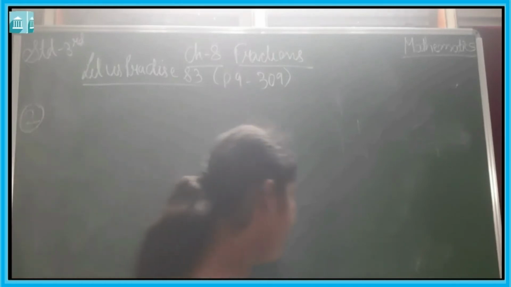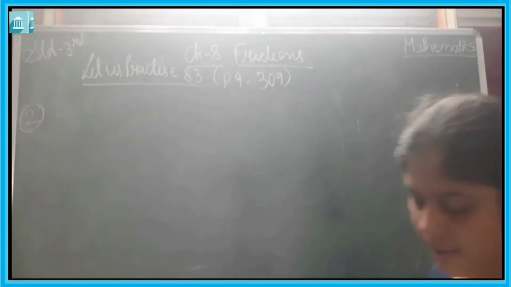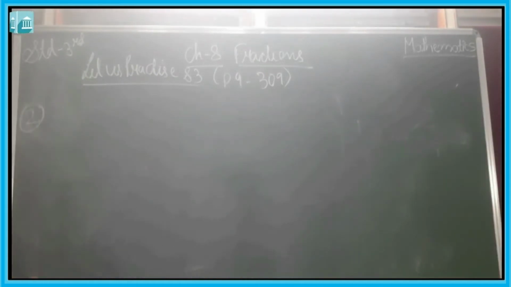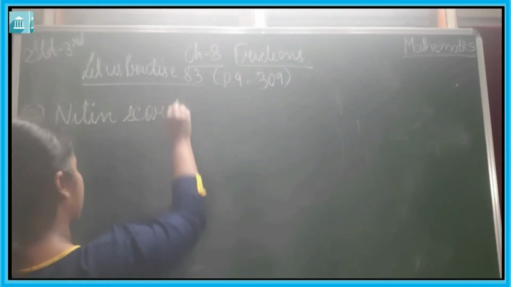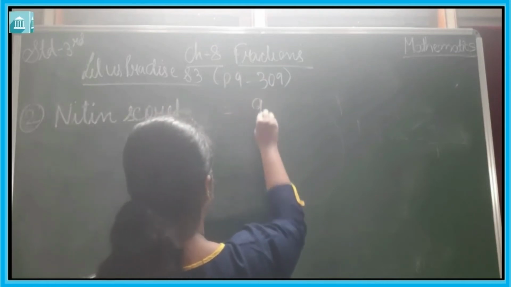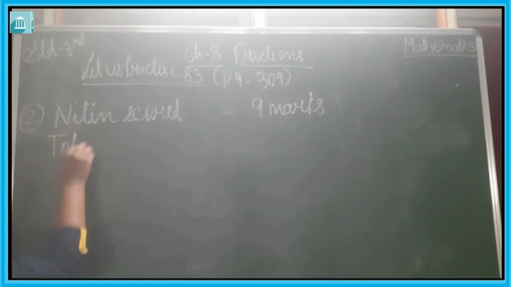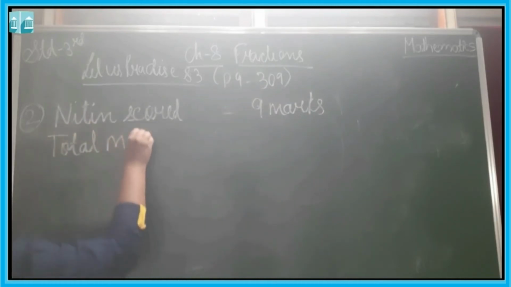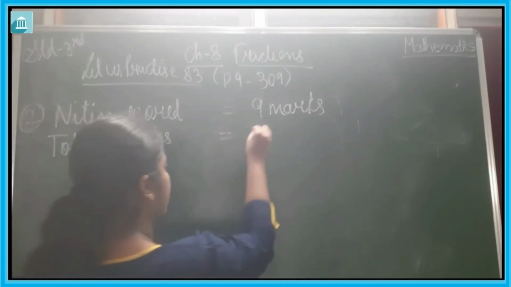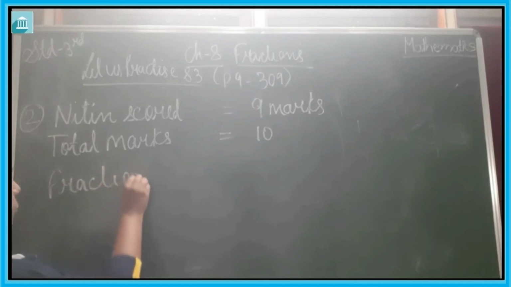The next one. In a test, Nitin got 9 marks out of 10. What fraction of marks did he get? Okay, we have to write this one in the fraction. So, first Nitin scored 9 marks. Total marks is equal to 10. So we have to write in the fraction.